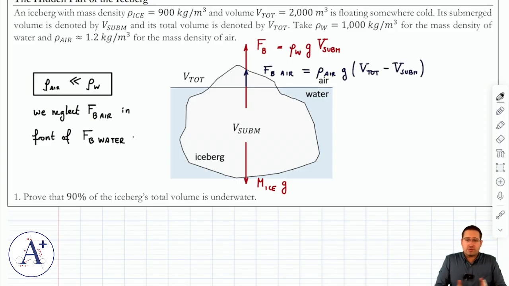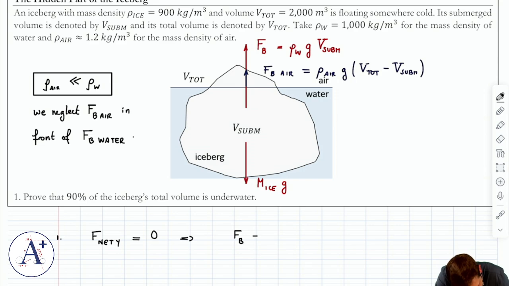I'm going to write F net y equals 0 because this thing is in equilibrium, and I'm going to neglect the buoyant force due to air in front of the buoyant force from the water. So F net y is going to be 0. That's going to be F_B minus m_ice g is equal to 0. Okay, I would be done, except I don't know the mass of ice, which is very typical in fluids problems to not give you mass. Instead, we prefer to give you volumes and rho, like the mass density.